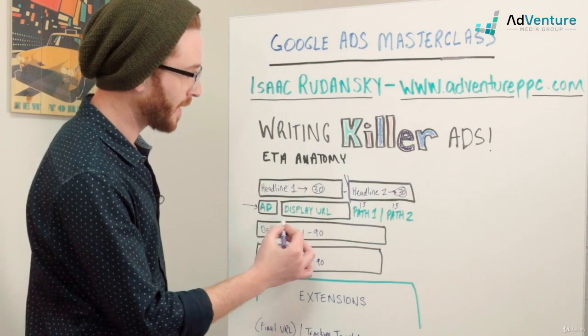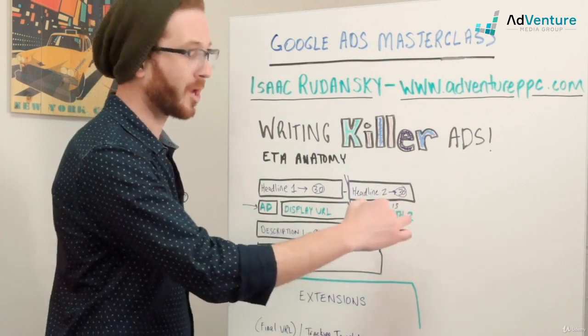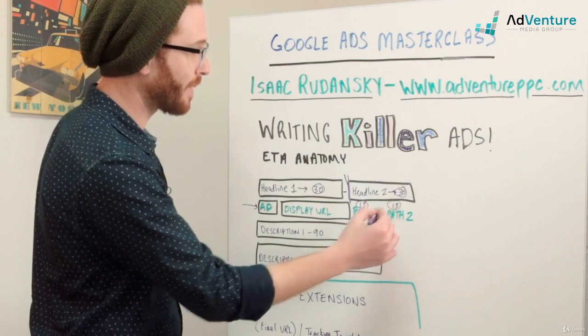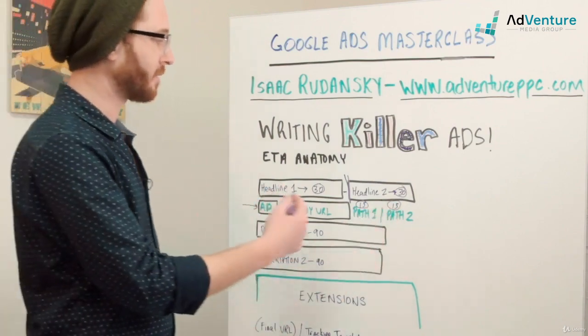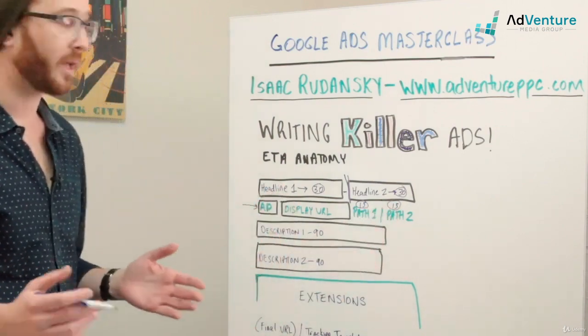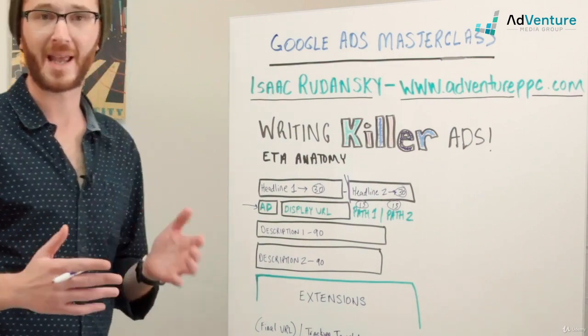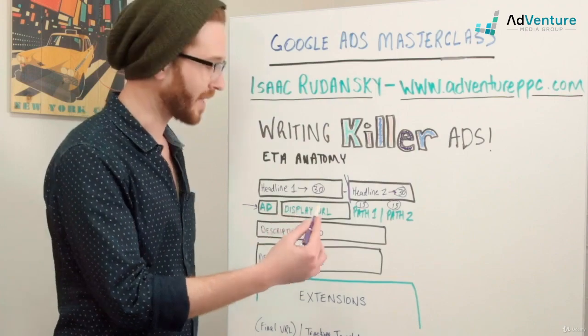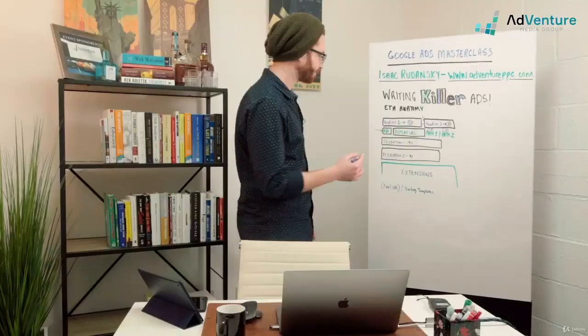And then you have your display URL with 2 different subdirectory paths. You have 15 characters per path. And the display URL character limit changes. If you have a long display URL, you could request a review. I'm going to teach you how to request a review, but you try to keep it within 15 to 20 characters for that display URL.